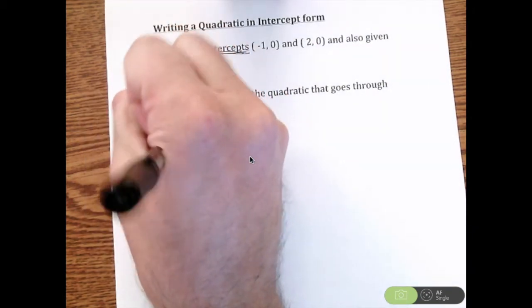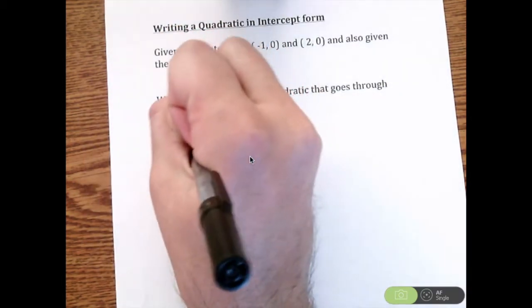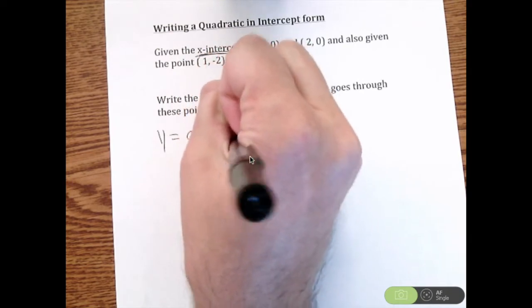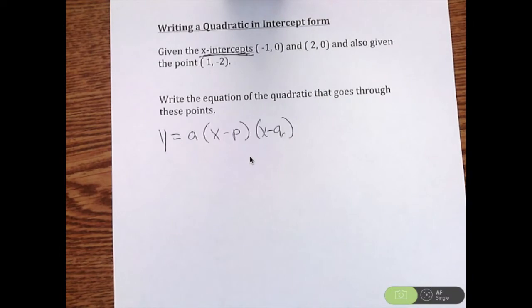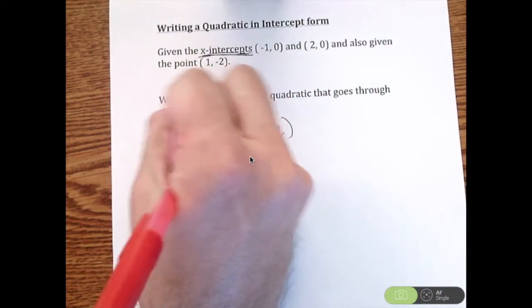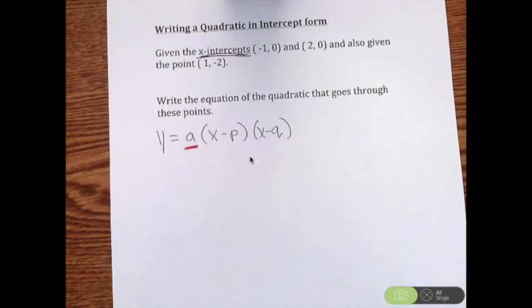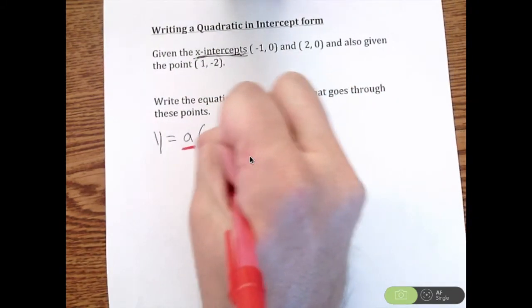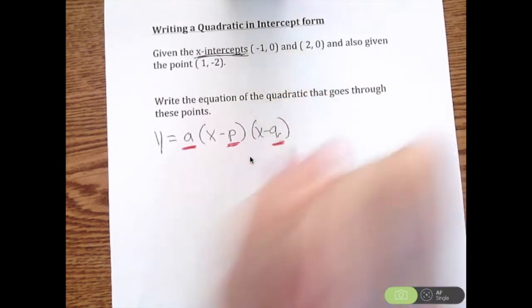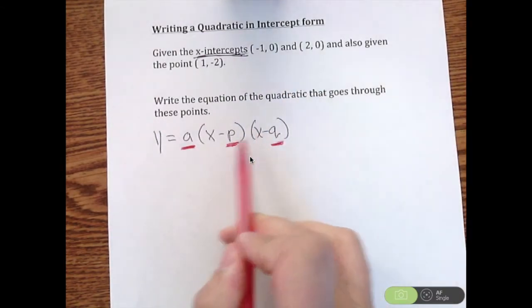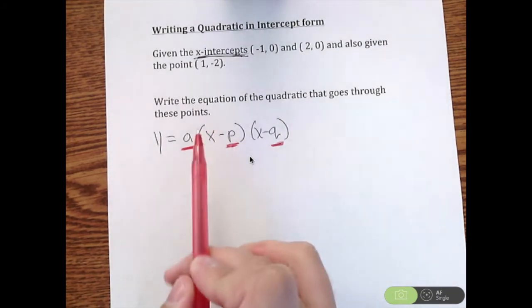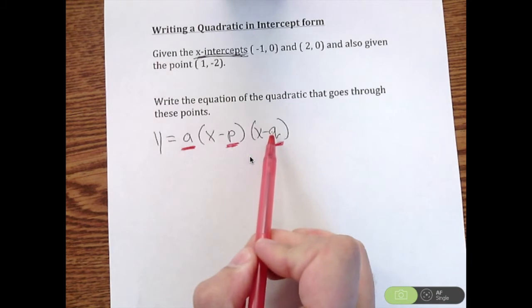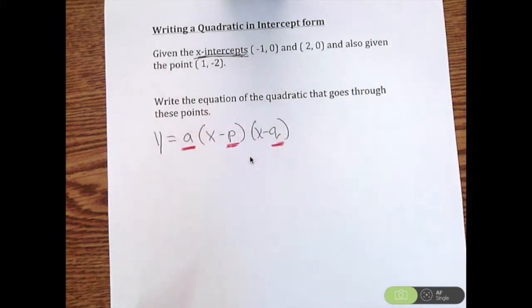So as a reminder, intercept form is y equals a(x minus p)(x minus q), both in parentheses. Now the key pieces here are a, that's your vertical stretch or shrink, and then we have p and q, which are not commonly seen. Those are our x-intercepts. So when this problem is all said and done, I want to know what a, p, and q are, and I'm going to rewrite this with a, p, and q filled in.